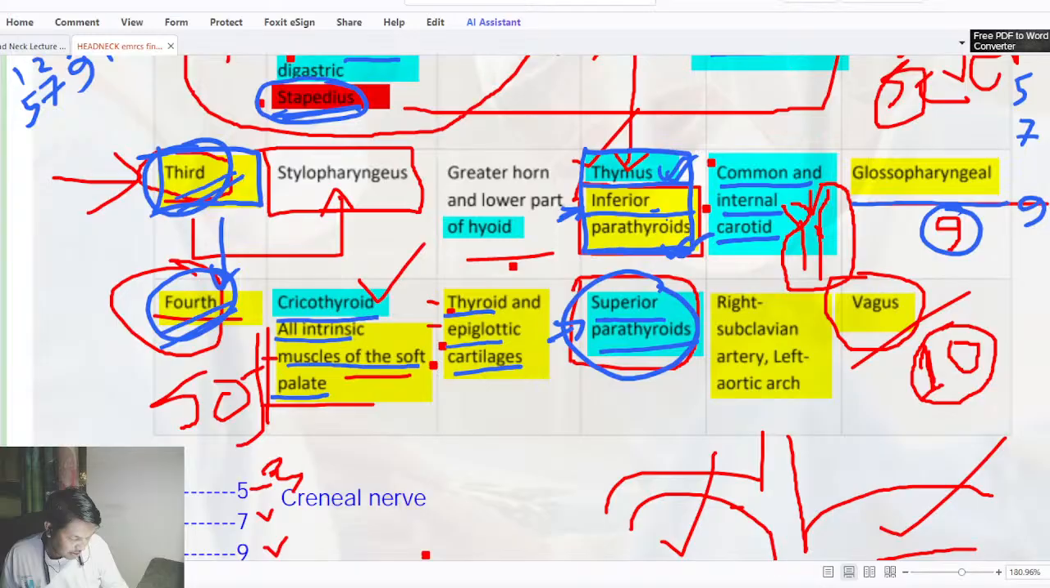And now we have artery: right subclavian artery and left aortic arch. Not very important. Mainly from the fourth arch, they will make questions about vagus. From the third arch, they will make questions about thymus, inferior parathyroid. From the fourth arch, we have vagus. Vagus, vagus, vagus. Okay.